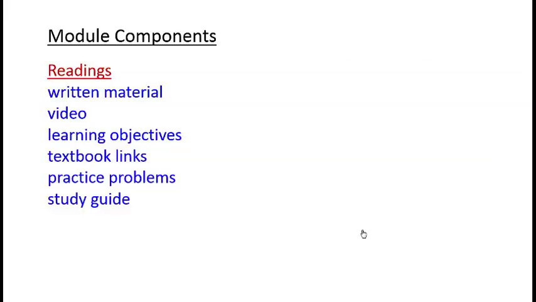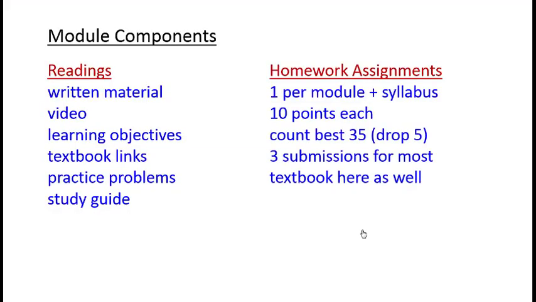While there are 39 modules, there are 40 homework assignments, one for each module, plus one assignment on the syllabus. The assignments are worth 10 points each. We'll count your best 35 assignment scores towards your grade. This means that we'll drop your 5 lowest assignment scores. Most, but not all, questions will allow 3 submissions. The assignments are completed online through WebAssign. The online textbook can be found here as well.